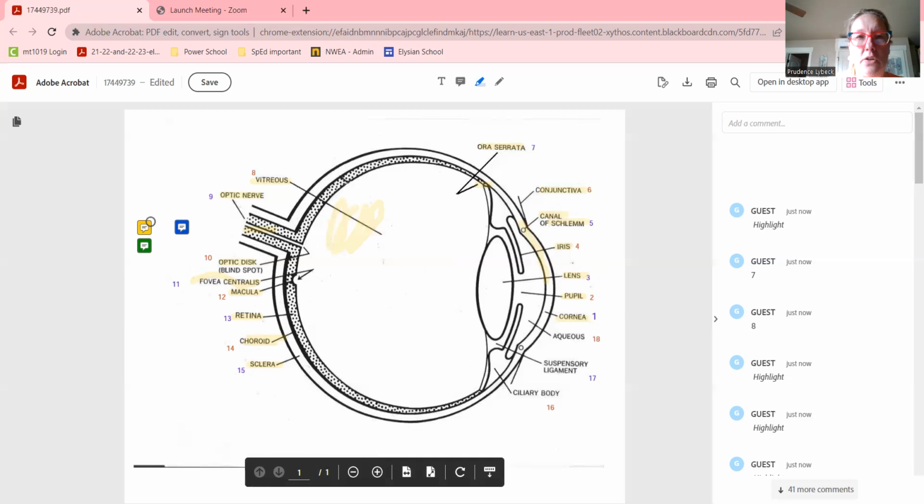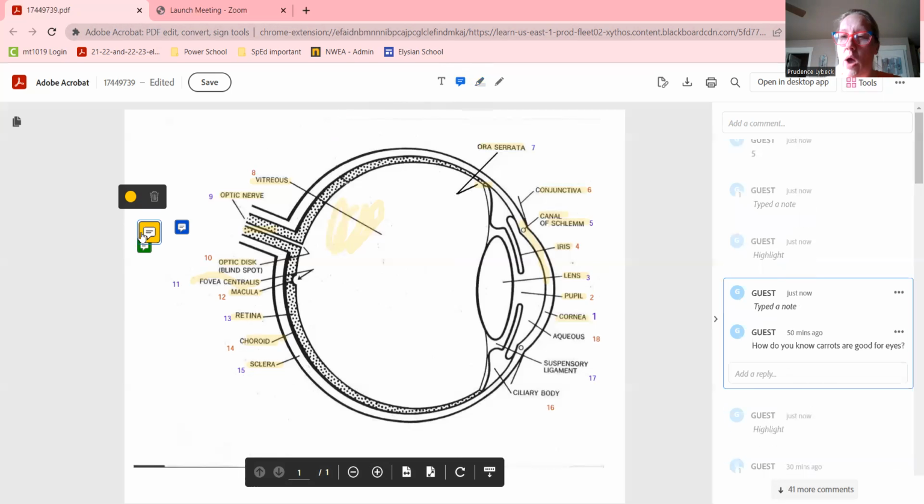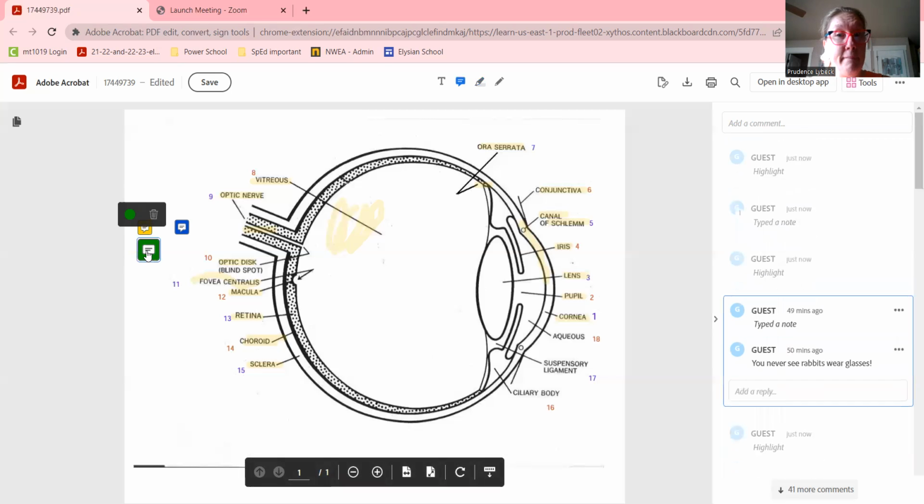I kind of forgot I had a little joke over here real quick. Okay, so how do you know carrots are good for your eyes? Because you never see rabbits wear glasses.